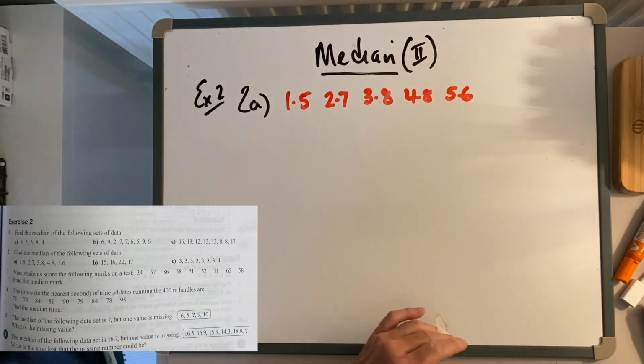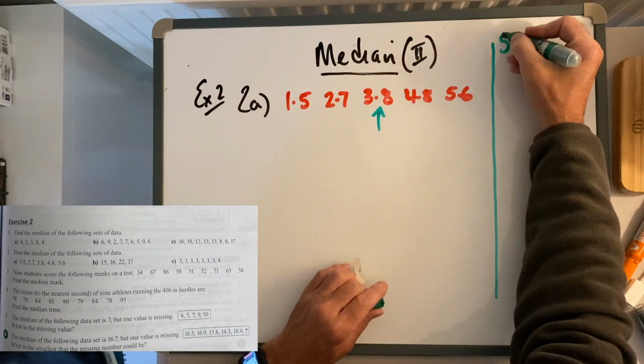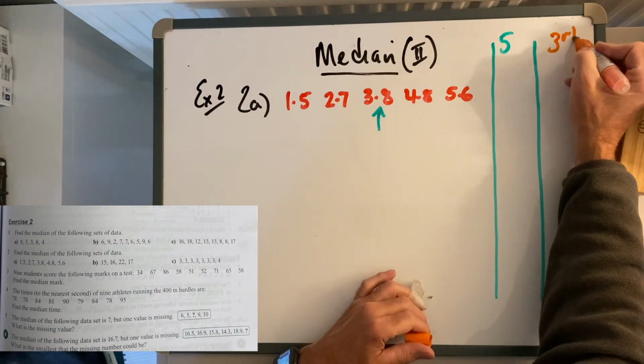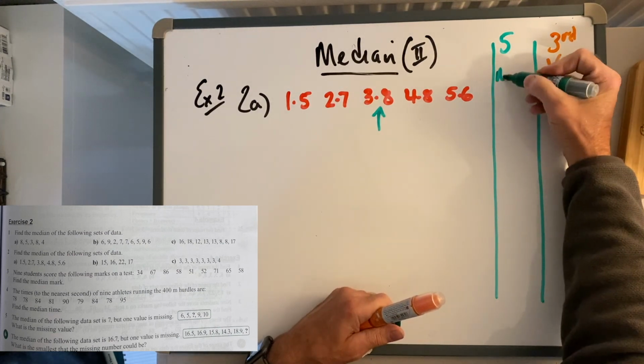So let's just put a little table down here. When there are, say, 5 numbers in the list, let's see if I can find a pattern. So here the 5 numbers, and it's the third value that I'm going to find. So there are 5 numbers and it's the third value.